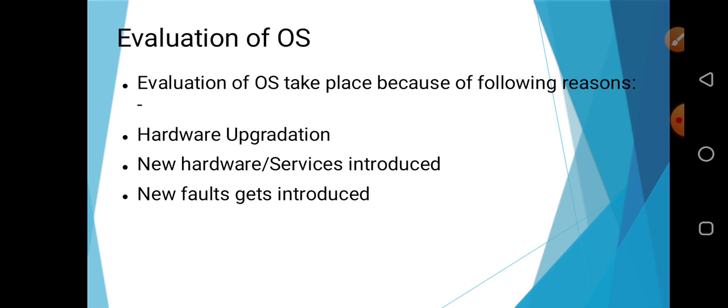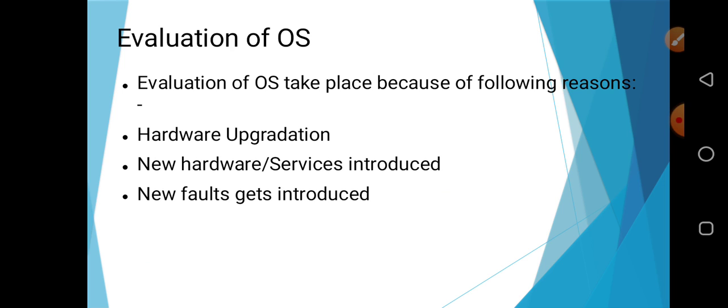Why does evolution of OS take place? Why are we not using MS-DOS now? Why are we not using Unix now? Why are we not using Windows XP now? Because evolution of OS takes place. Different advanced versions of the OS keep coming. Why does this evolution take place? Because of the following reasons.